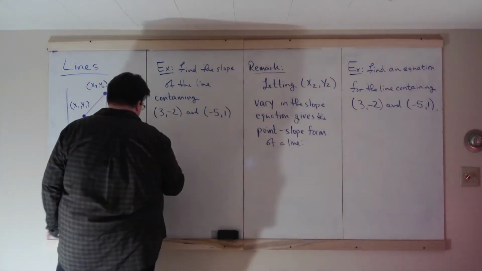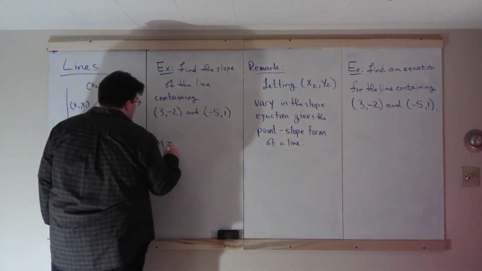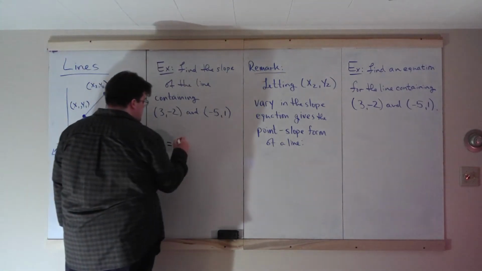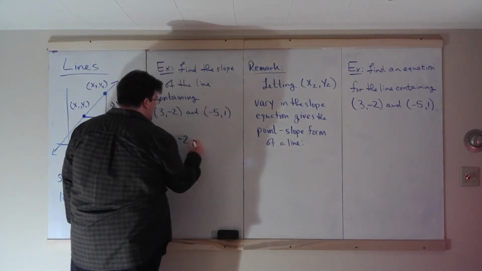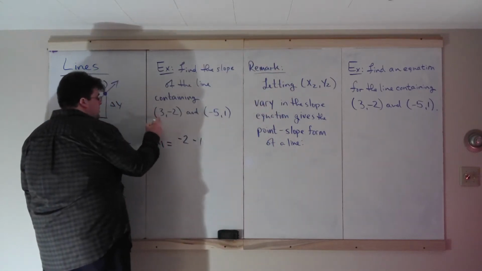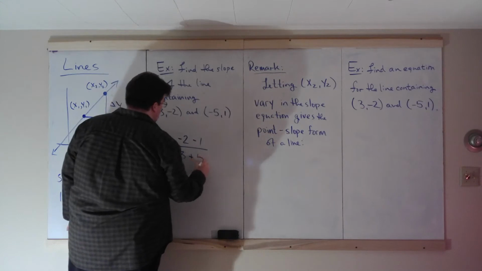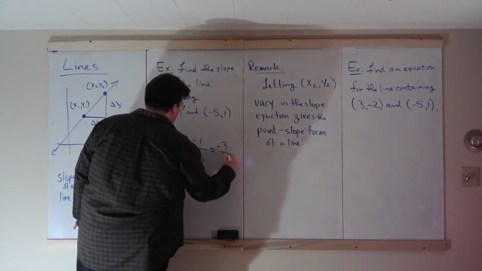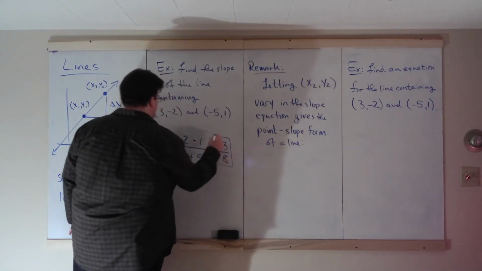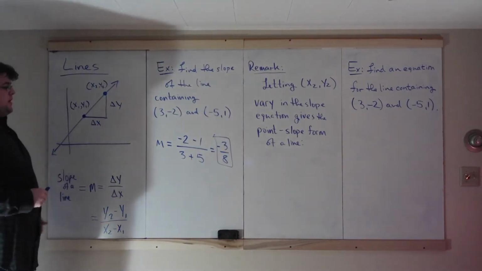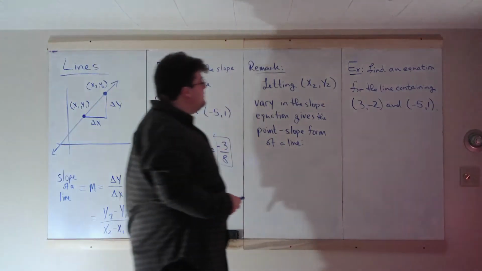Well, we have a formula for the slope. The y change divided by the x change. So what's the y change? Well, I'm going to start here. Negative 2 minus 1 divided by the x change, 3 minus negative 5. So we have negative 3 on top and 8 on the bottom. So the slope is negative 3/8.